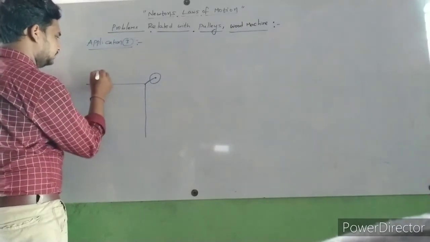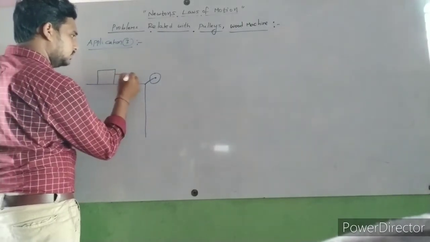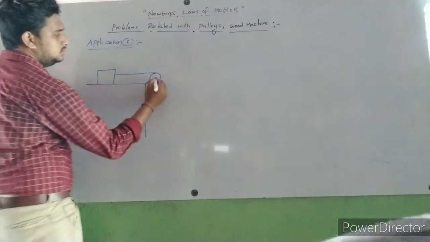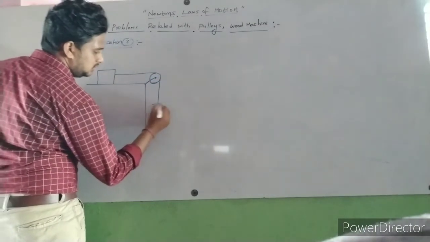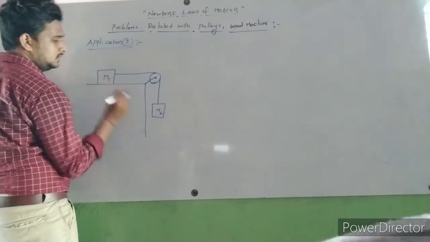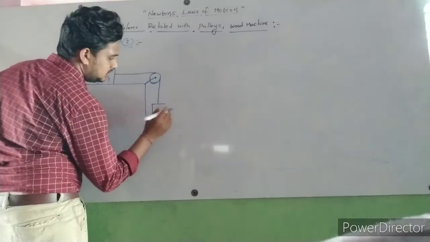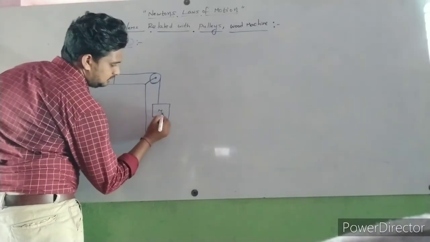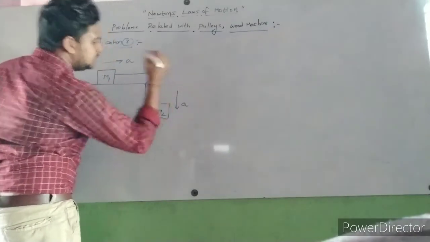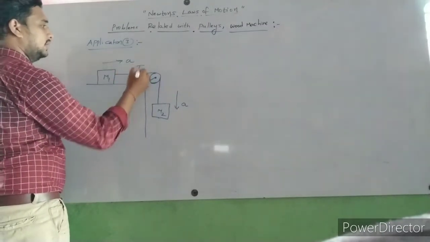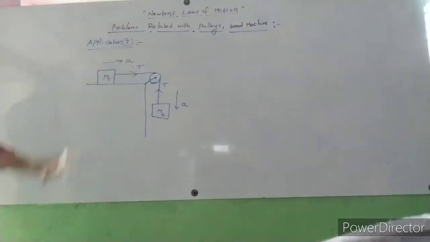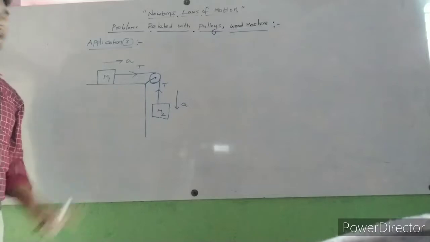This is a block M1. This is block M2. Here I draw the same blocks, M1 and M2. Here the acceleration is in this direction. Here also the acceleration is in this direction. Here the tension force is acting like this, and here the tension force is acting like this. Right? So this is application number 3.